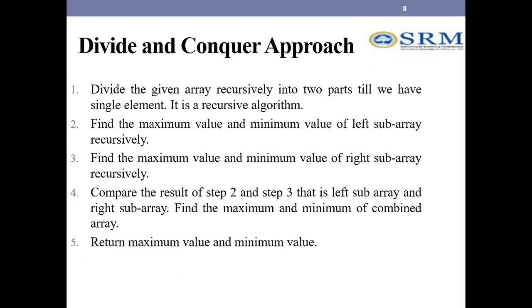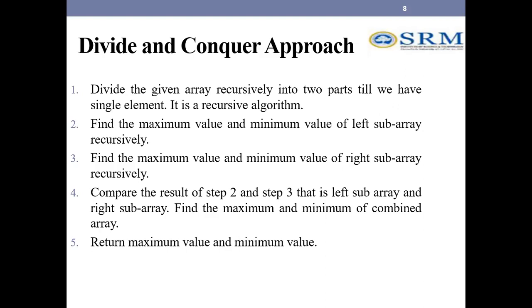Next, we will see how to apply divide and conquer approach. Divide the given array into two parts till we have a single element. This is the divide step of the divide and conquer approach. It is a recursive algorithm. So first divide the array elements into n by 2 and n by 4 and n by 8 until we have a single element. So next, find the maximum value and minimum value of left subarray.